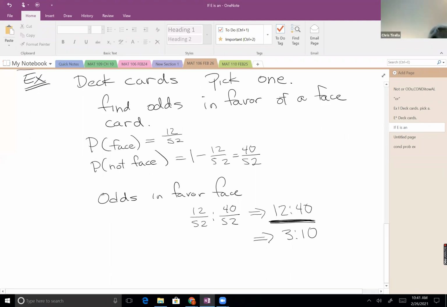Did everybody get that ratio to be 12 to 40? Now, that 12 to 40, I can think of as the fraction 12 over 40, and that fraction would reduce to 3/10. So the reduced form, the simplified form, would be the ratio 3 to 10.